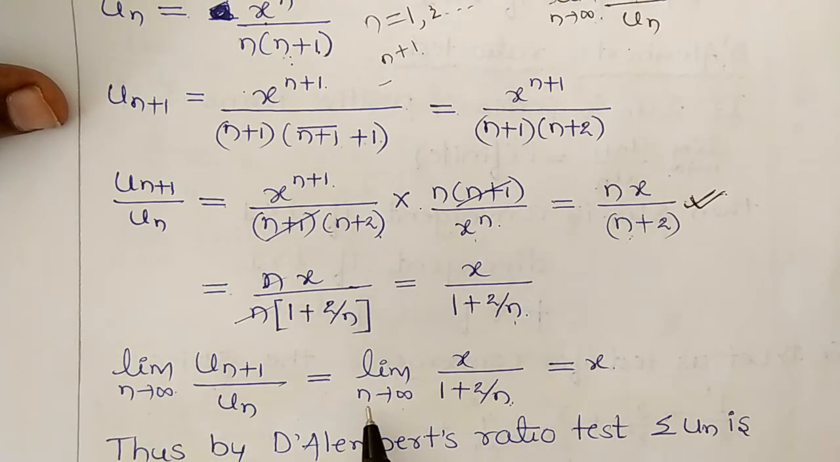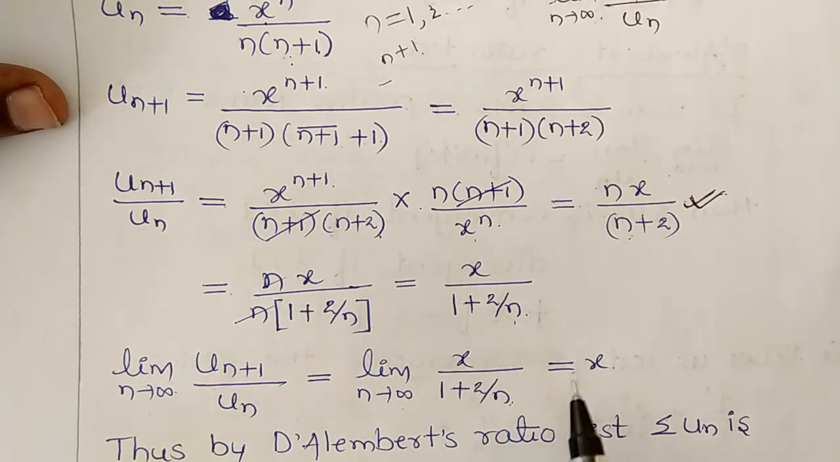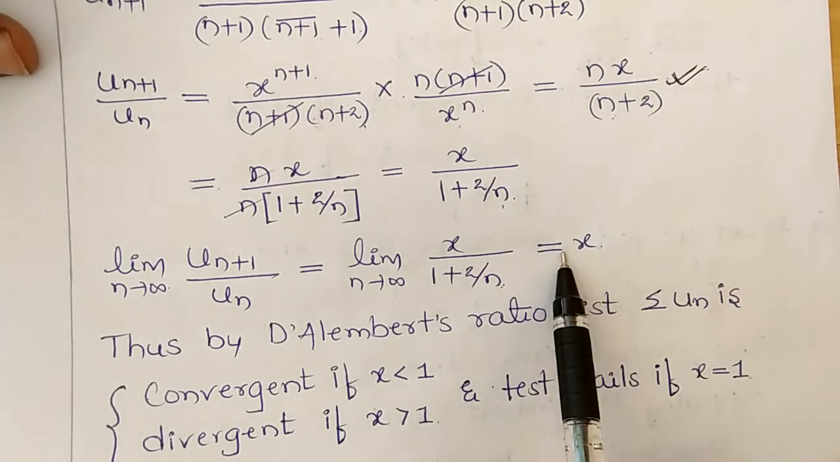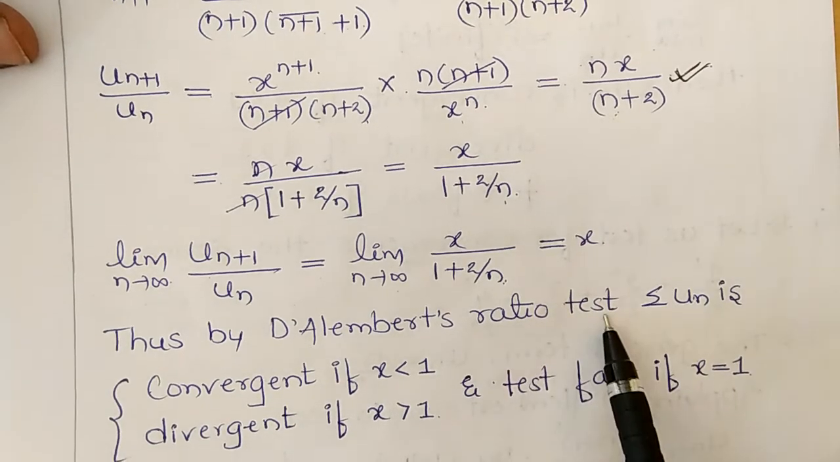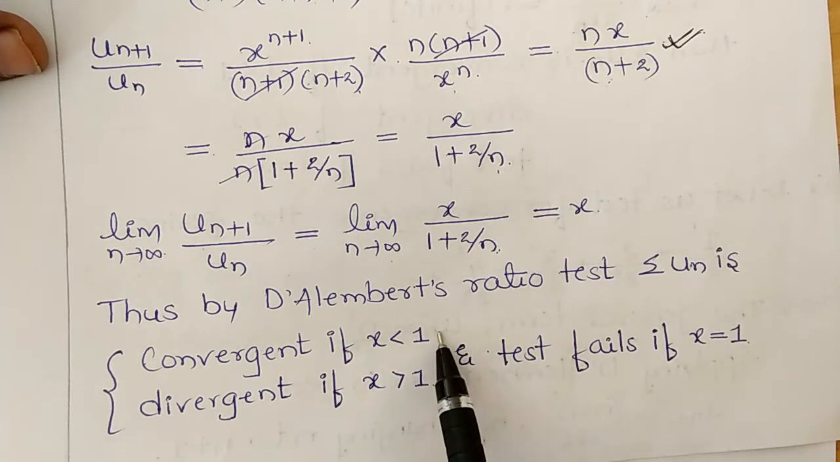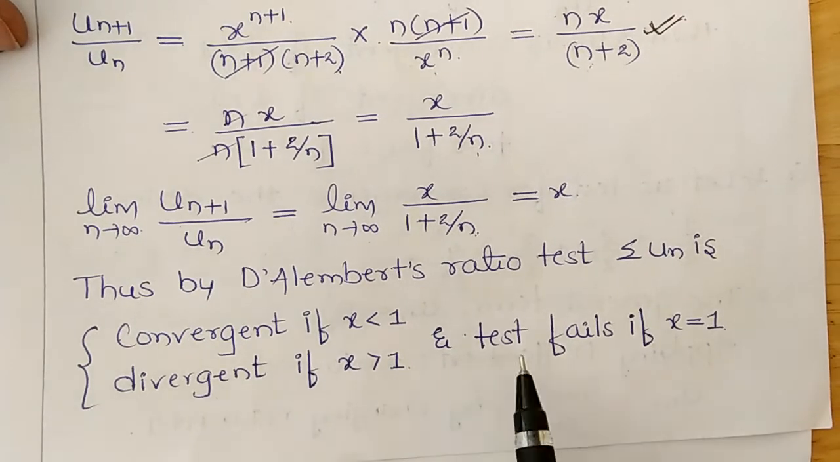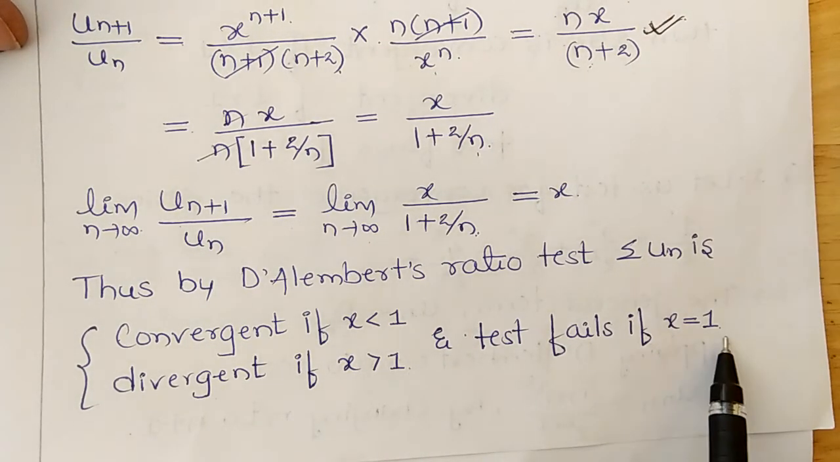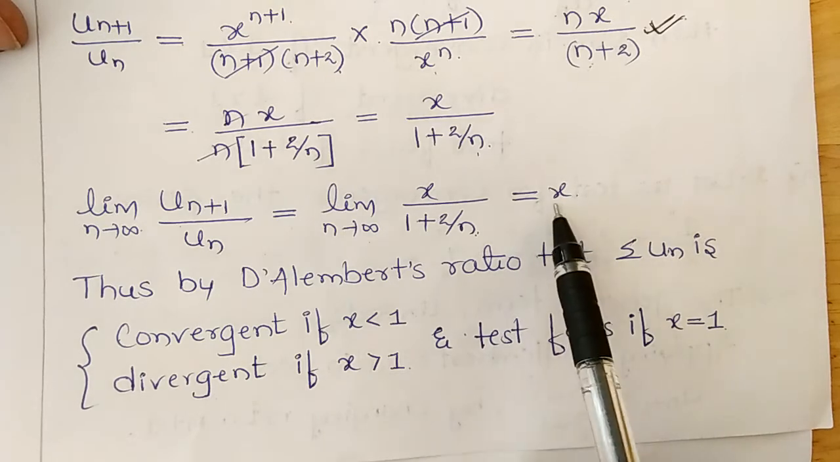Now we have to put the value n tends to infinity. So 2 by infinity is 0, 0 plus 1 is 1. So x divided by 1 is x. Thus we got the result x. Thus by D'Alembert's ratio test, summation un is convergent if x is less than 1, divergent if x is greater than 1, and the test fails if x is equal to 1. If x is equal to 1, the result depends on the value of x.